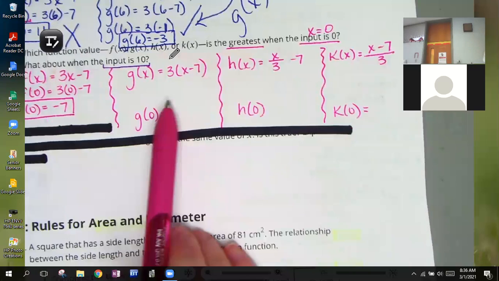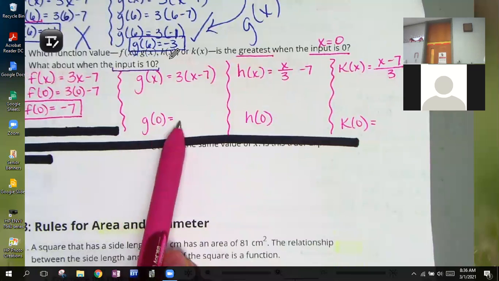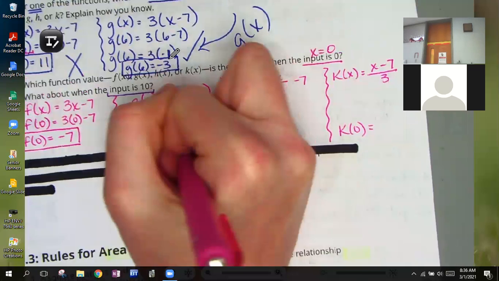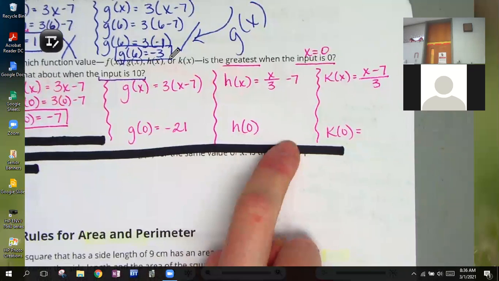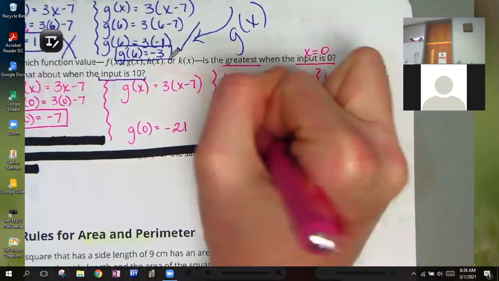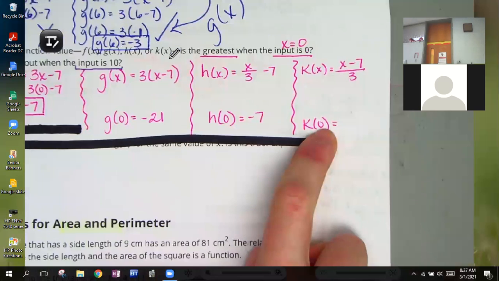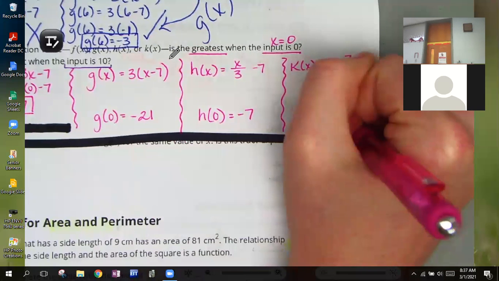All right, so when I have an input of 0 for G, what is my output? Negative 21. When my input is 0 for H, what is my output? -7. And then when my input is 0 for K, what is my output? -2.3.